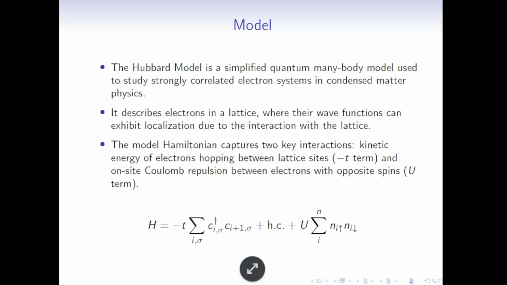Now if you see this Hamiltonian which I have written, basically it has two parts, the kinetic energy part and the potential energy part, but it is not the usual kinetic energy part.